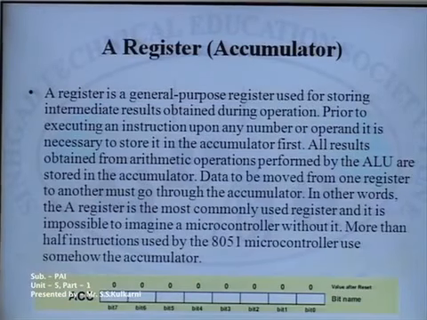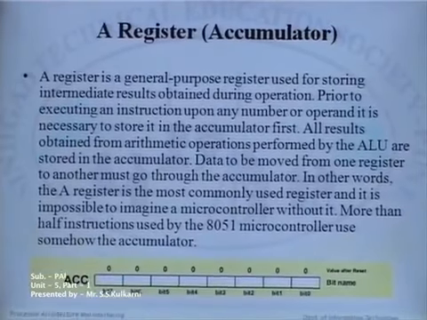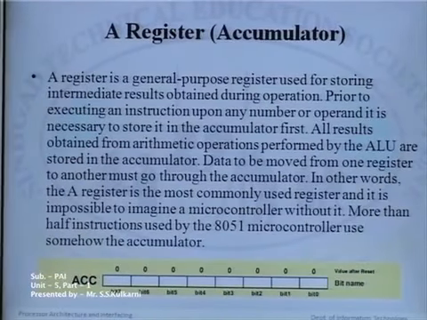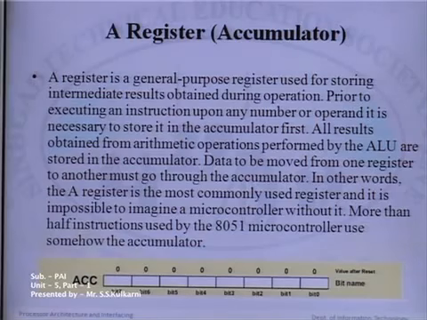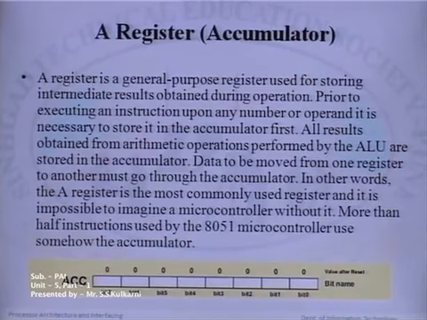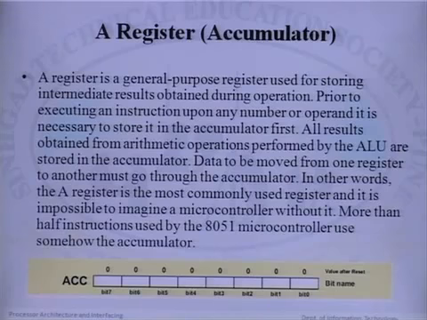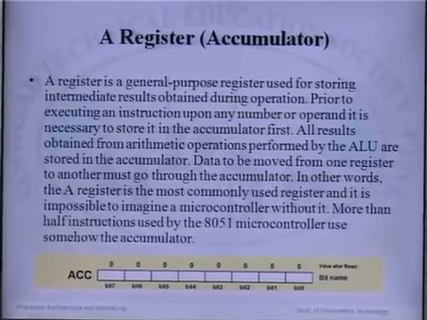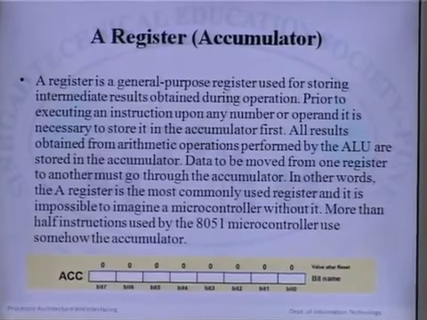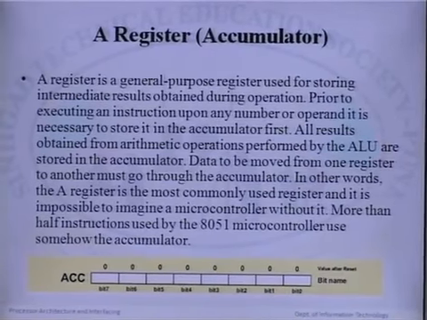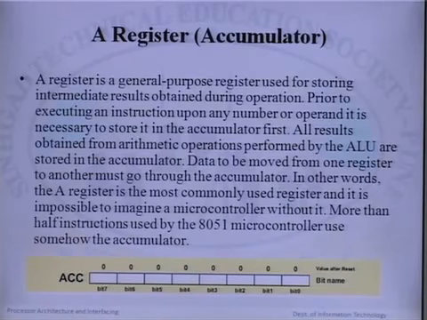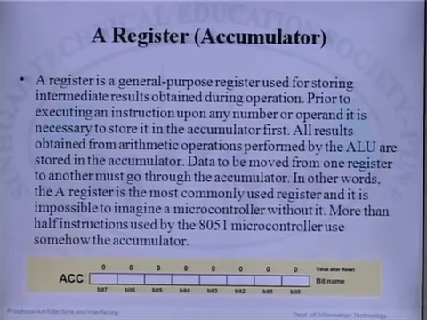Very first is the register A, which is also known as accumulator. Register A is a general purpose register used for storing intermediate results obtained during operation. Prior to executing an instruction upon any number or operand, it is necessary to store it in the accumulator first. All results obtained from arithmetic operations performed by the ALU are stored in the accumulator. Data to be moved from one register to another must go through the accumulator.